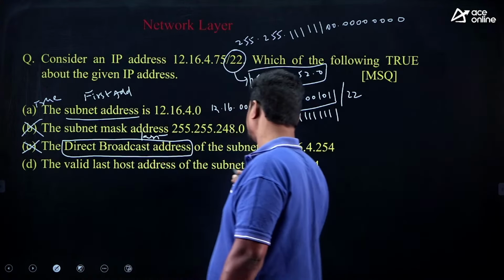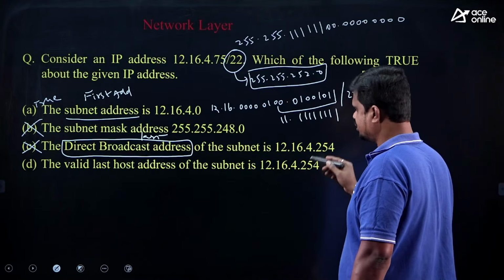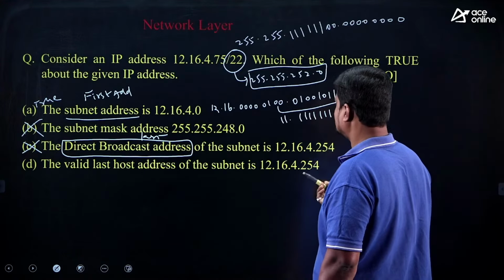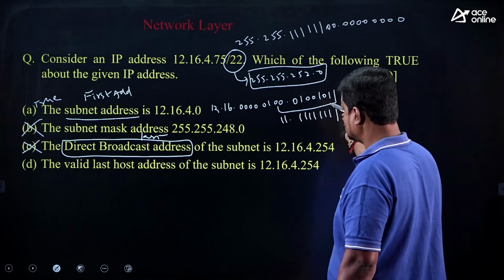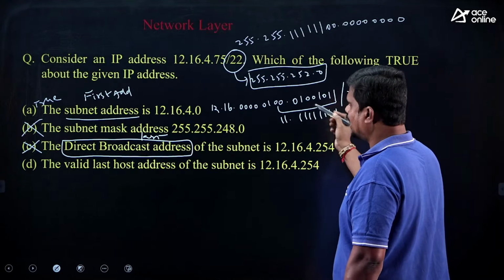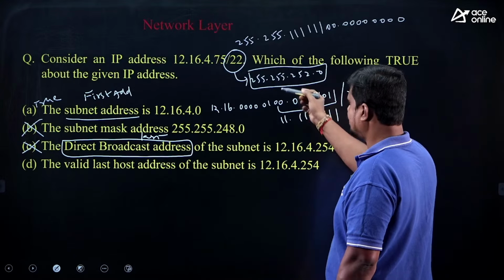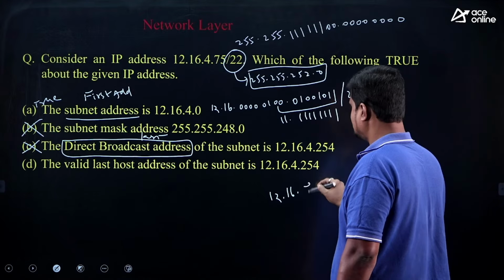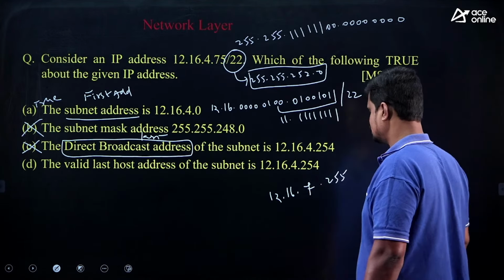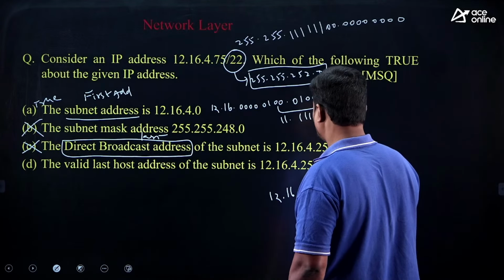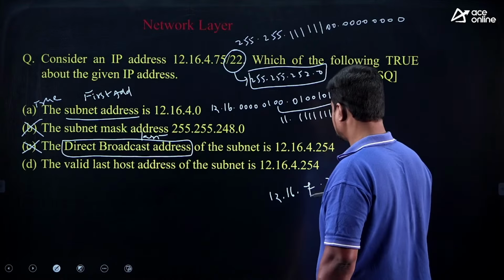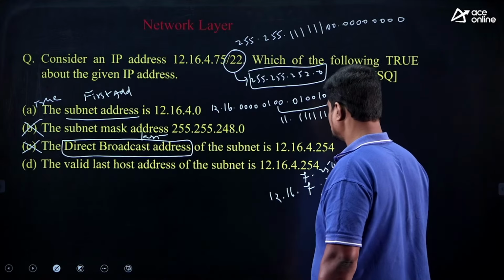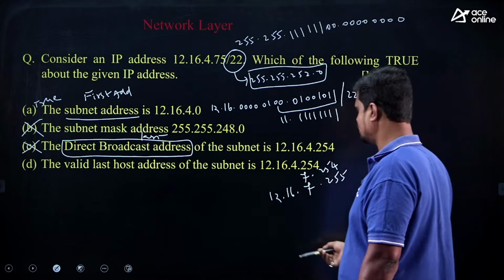Then the valid last host address of the subnet is 12.16.4.254. Is it correct? No. Reason? The valid last host address. If 7.255 is the last address, so before this, what is the address you are going to have? 12.16.7.255 is your last address. Before this, you can have 7.254. But here it is given 4.254, which is wrong.